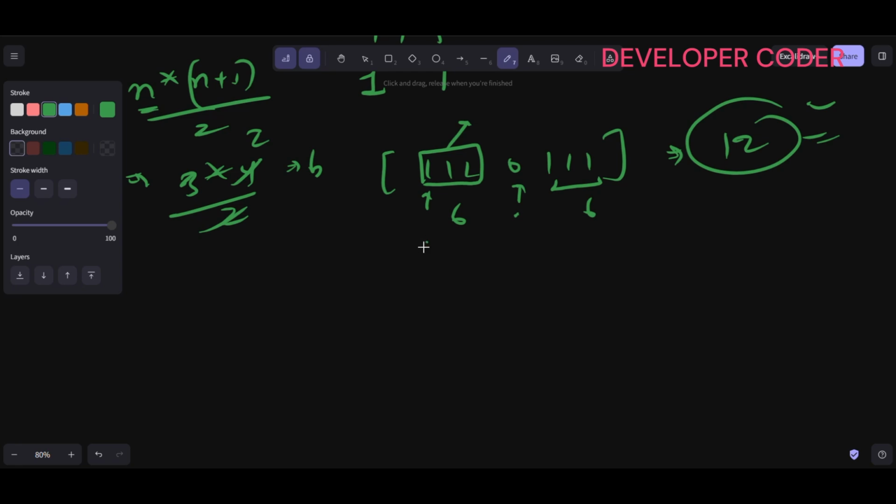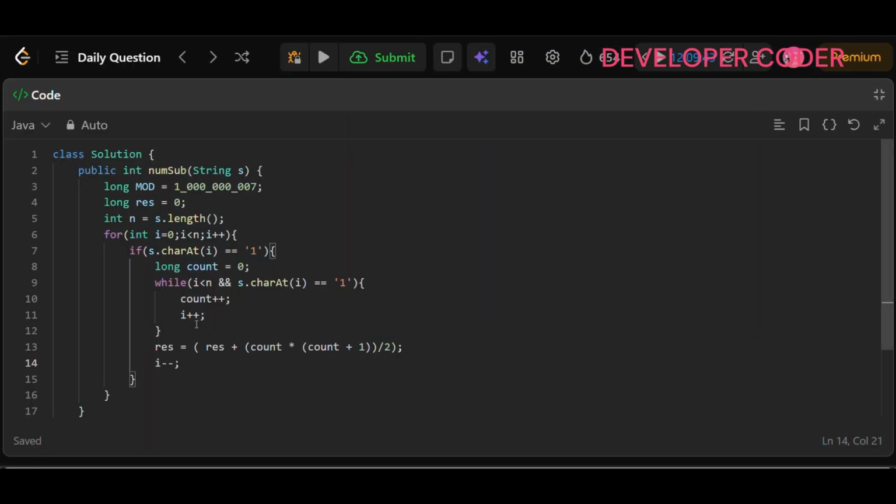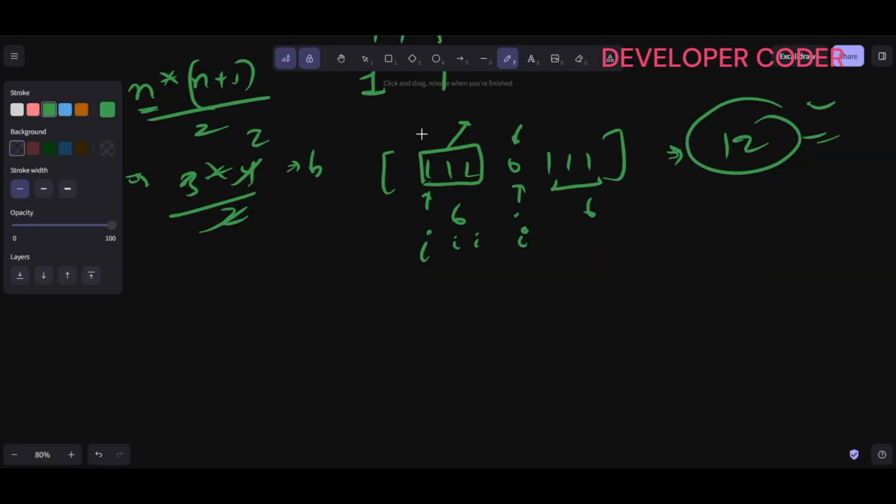When your i is here initially, you have to find the consecutive ones. Definitely all these are consecutive, and then your i reaches here, and when you see a 0, you are breaking this while loop. You calculate the result, then I have to do i minus minus, because in the for loop also I am incrementing i one time, so I have to start checking from here.